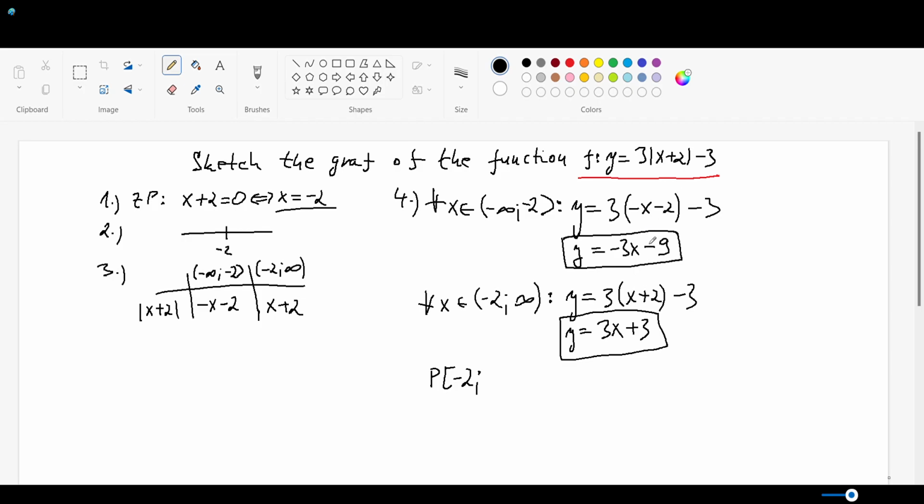So you can very easily see that if x is -2, then its y coordinate is -3. If you want to, you can evaluate y equals 3 times the absolute value of -2 plus 2, minus 3, which is 3 times 0, since -2 plus 2 is 0, and it doesn't matter if there is an absolute value. Take away 3, which means it is -3.